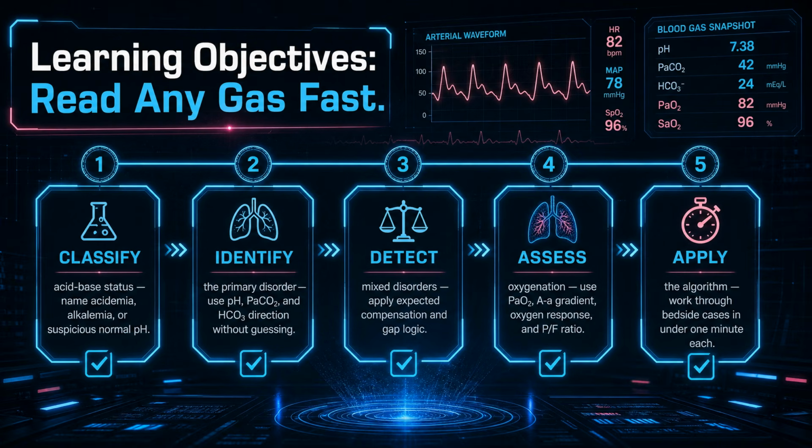By the end of this session, you should be able to do 5 things. First, classify the pH as acidemia, alkalemia, or a suspicious normal pH. Second, identify whether the main disorder is respiratory or metabolic. Third, detect mixed disorders by checking whether compensation is appropriate. Fourth, assess oxygenation using arterial oxygen, the alveolar arterial gradient, oxygen response, and the P/F ratio. Finally, you should be able to work through common bedside cases in less than 1 minute each.